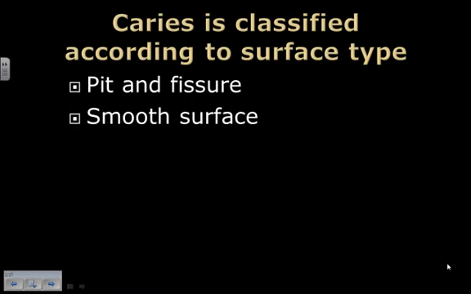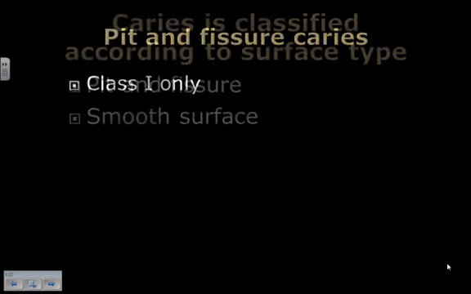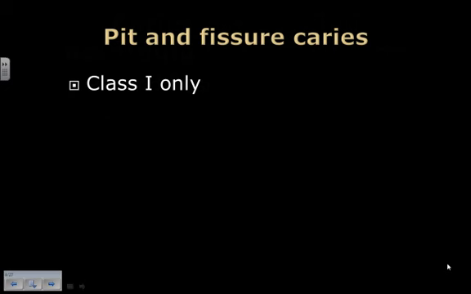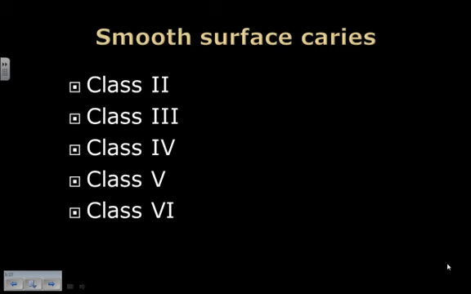Caries is classified according to the surface type. We can have pit and fissure carious lesions and smooth surface carious lesions. Pit and fissure carious lesions really refer to class 1 only by definition, and we'll describe that definition in a few minutes. Smooth surface carious lesions extend to class 2s, class 3s, class 4s, class 5, and class 6. All of these are on smooth surfaces of teeth, whether it be a proximal surface, an incisal edge or a cusp tip, or a facial or lingual surface.